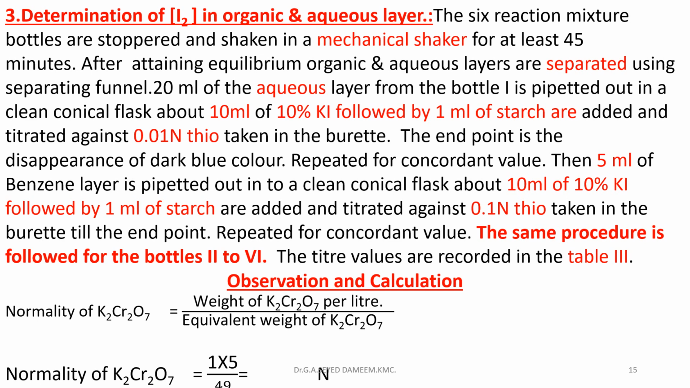The same procedure is followed for bottle number 2 to 6, and the titer values are recorded in table 3. And from the weight of dichromate, the normality of dichromate is calculated using the formula: weight of dichromate into 5 divided by 49. That is the normality of dichromate.